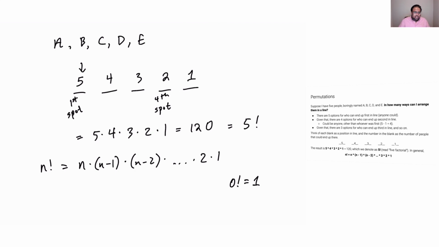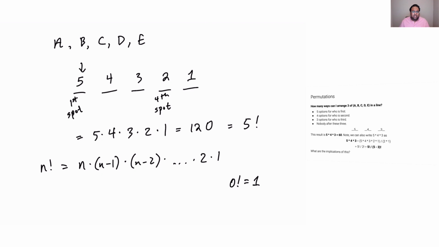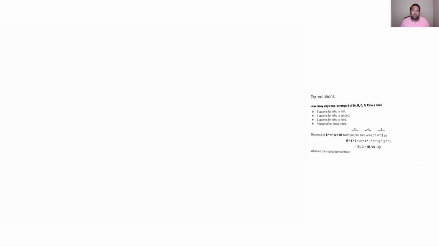Cool. So the next extension of a permutation is, what if we don't want to arrange all 5 people into a line, but instead I want to arrange just 3 of them into a line? Well, we can start off the same way. I have 3 blanks. There are 5 options for who can be first in my line of 3 people, 4 options for who can be second, and 3 options for who can be third. Multiplying these out once again gives me 5 times 4 times 3. Again, the numerical answer is 60, which is not a big deal. But what I want you to notice is that I can rewrite this as 5 times 4 times 3 times 2 times 1 divided by 2 times 1.